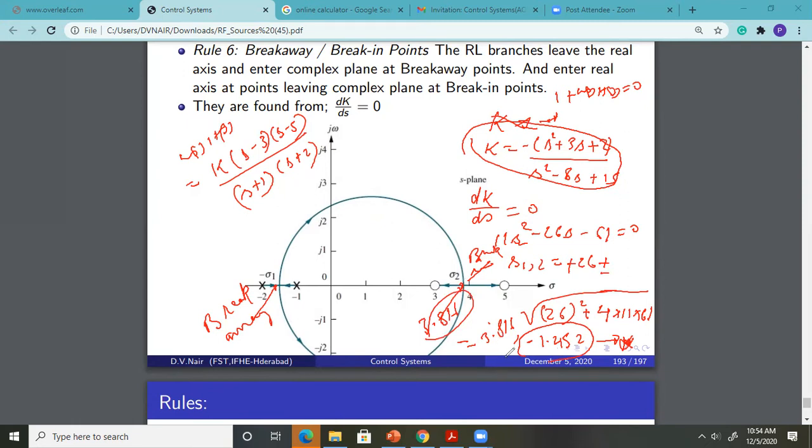Can you tell me how will you find k at these points? We substitute s and get the value of k. Very good. You already have k in terms of s, right? So when you put s equal to minus 1.452, you get k at which the branches break away. And when you put s equal to 3.816, you get k at which branches re-enter the real axis, right? Any questions here?